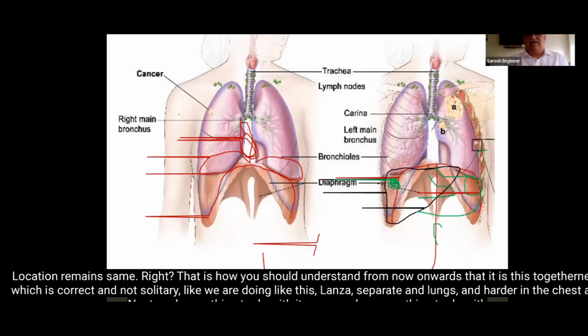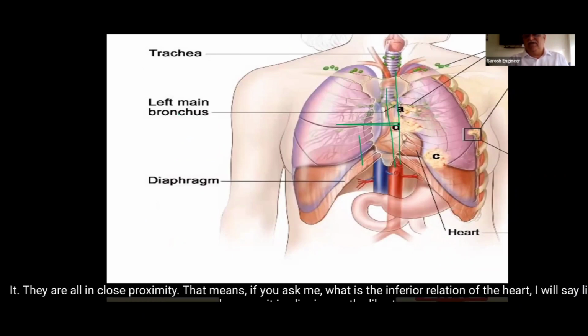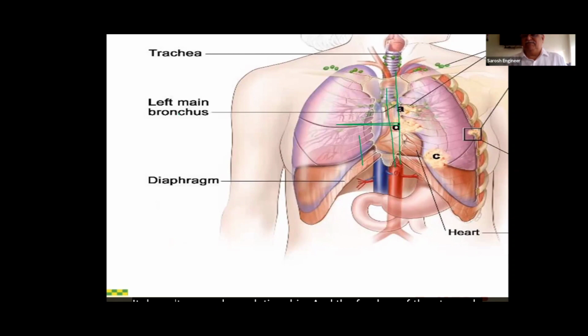Lungs are separate and lungs and heart are in the chest, and abdomen has nothing to do with it. Abdomen has everything to do with it. They are all in close proximity. That means if you ask me what is the inferior relation of the heart, I will say liver, because it is sitting on the liver. That is its inferior relationship, and the fundus of the stomach.